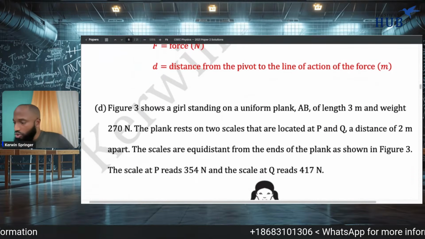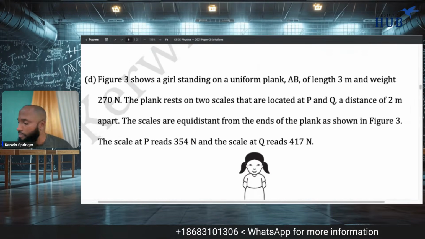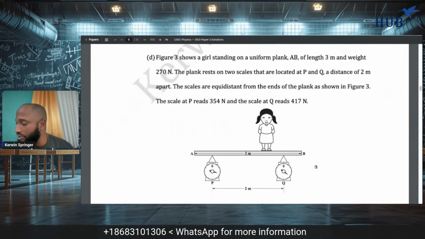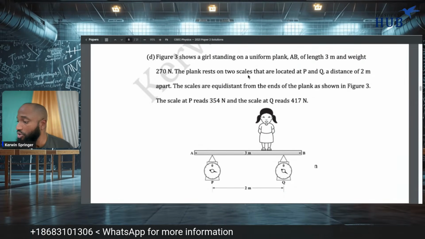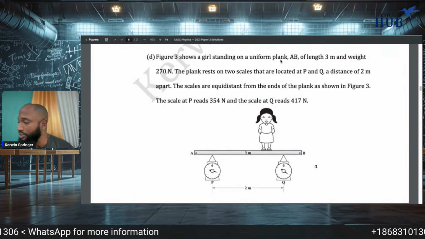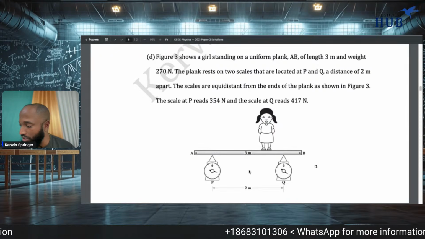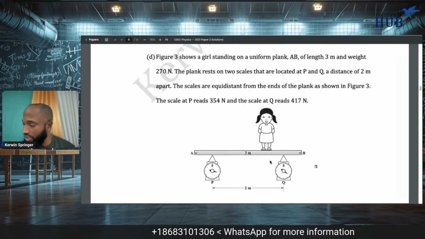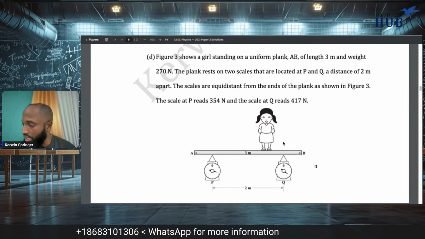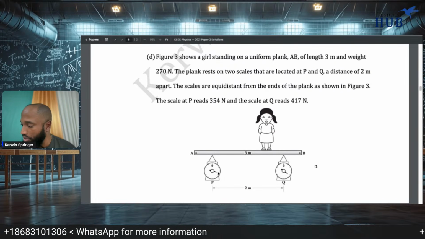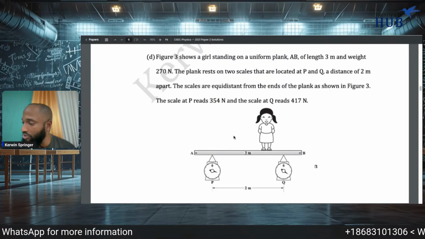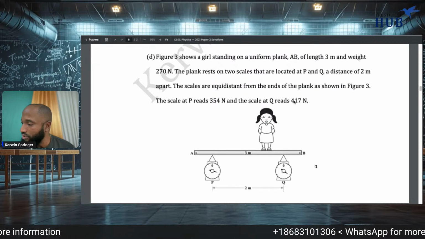Figure 3 shows a girl standing on a uniform plank. All right, the next worst case scenario. It's uniform this time, so what does that tell us? So there's a force acting here. There's a force of the girl acting downwards. This force is acting upwards. This force is acting upwards. We could probably read the scale and get it off, right? Well, you could see that it's higher in this direction.